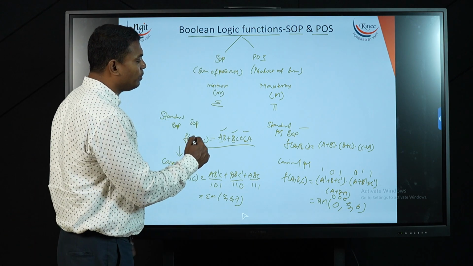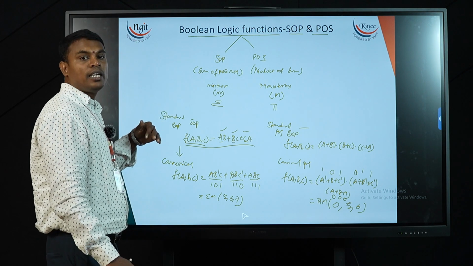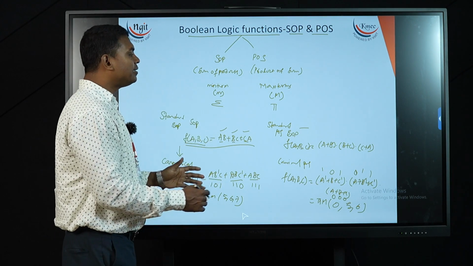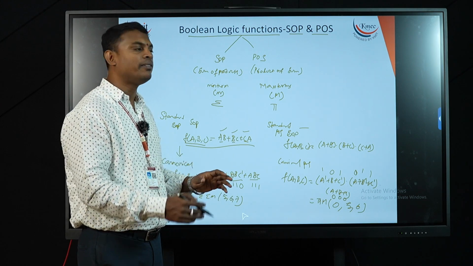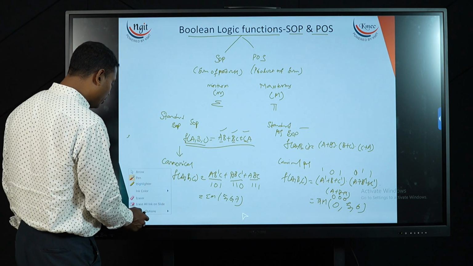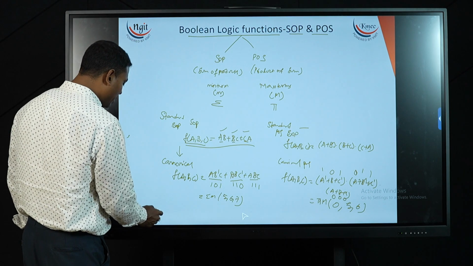So this is how you represent everything under SOP as well as POS. Let's see the M notations for a 3 variable function, and how those M notations are represented.